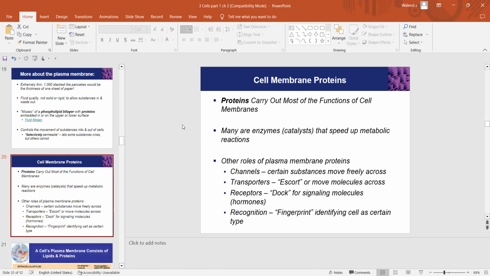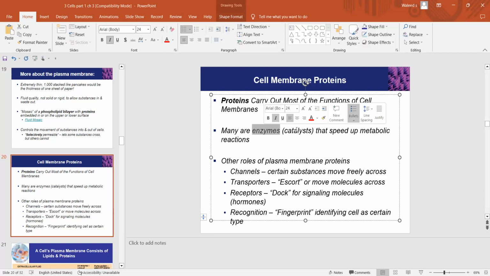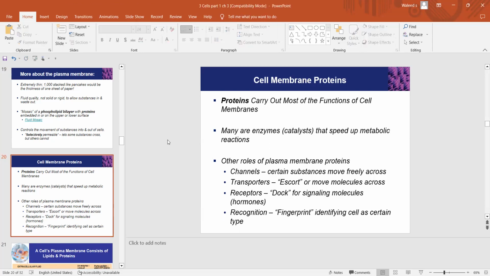Now, why do you have proteins? What's the function of this protein? Why do you have it? Remember, you cannot have the whole thing phospholipids. Nothing will move in and out. This cannot work. But you have to have certain proteins. Why do you have proteins? Some of them will work as enzymes, which are catalysts, for the chemical reactions that happen outside and inside of your cells.